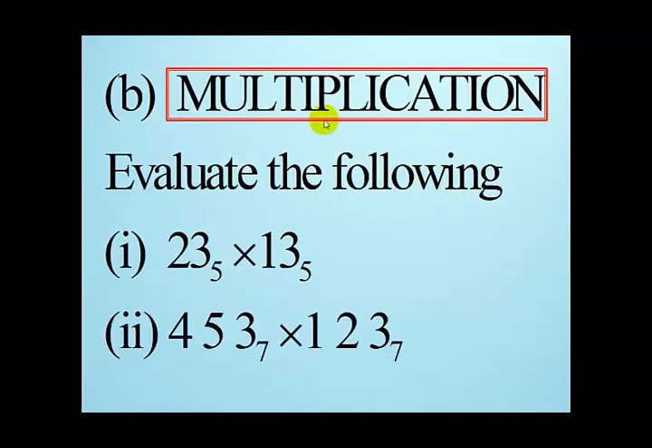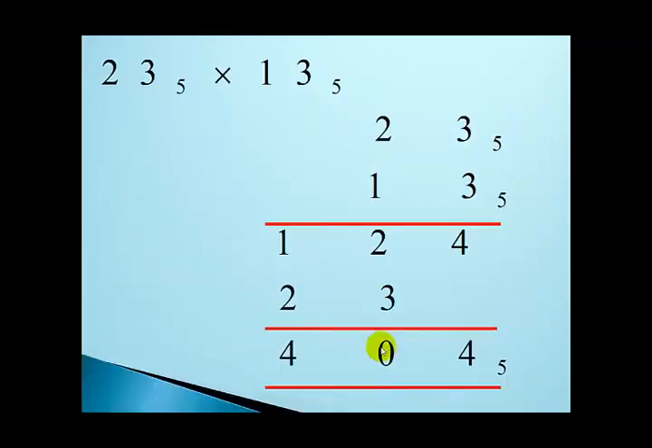Now multiplication. Evaluate the following: I, 2, 3 base 5 times 1, 3 base 5. II, 4, 5, 3 base 7 times 1, 2, 3 base 7. Now let's look at how we multiply number bases. Given 2, 3 base 5 times 1, 3 base 5, we have 2, 3 base 5, and we have 1, 3 also base 5.